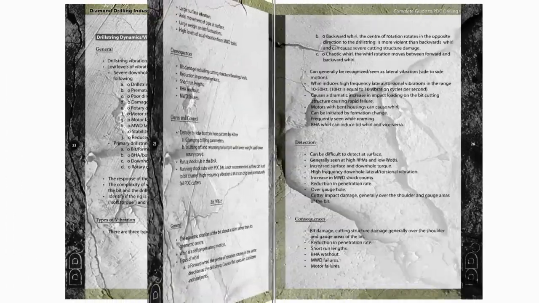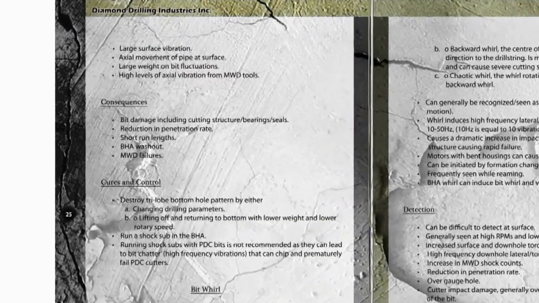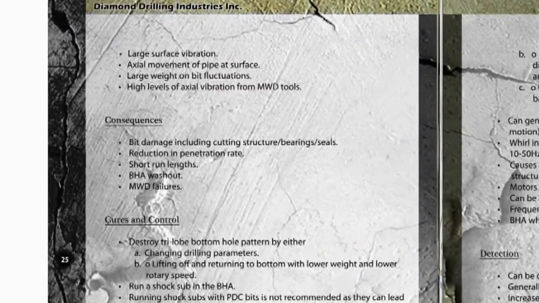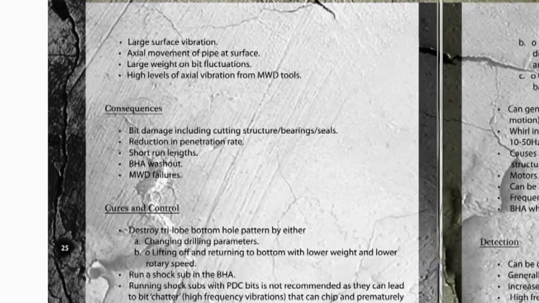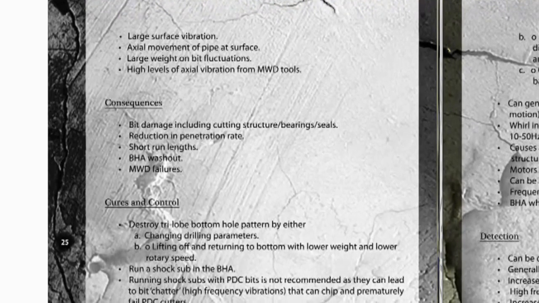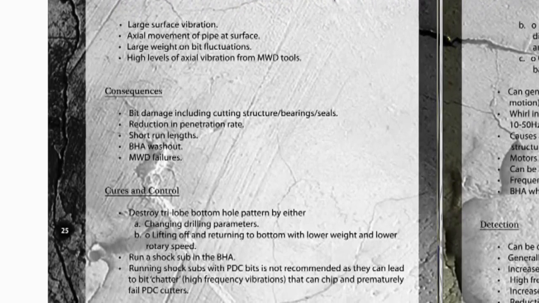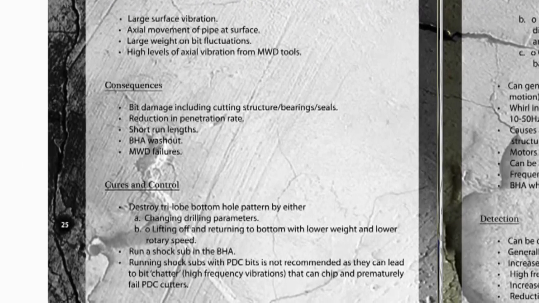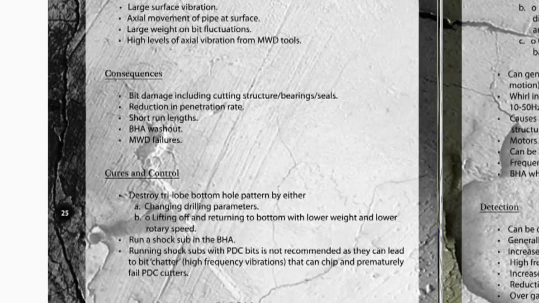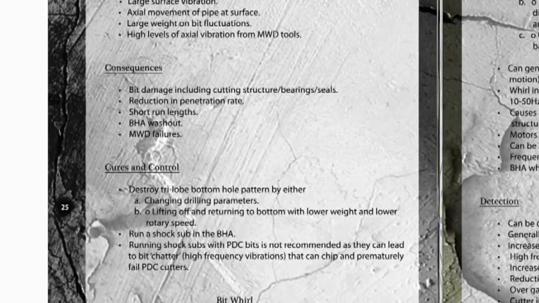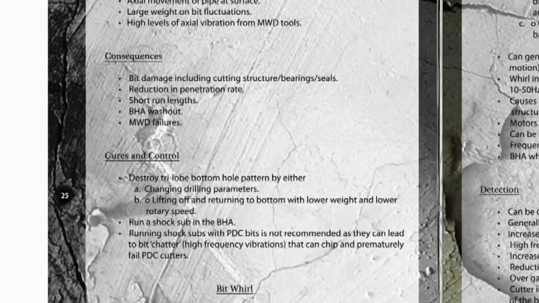Detection. Large surface vibration. Axial movement of pipe at surface. Large weight on bit fluctuations. High levels of axial vibration from MWD tools. Consequences. Bit damage, including cutting structure, bearings, seals. Reduction in penetration rate. Short run lengths. BHA washout. MWD failures.